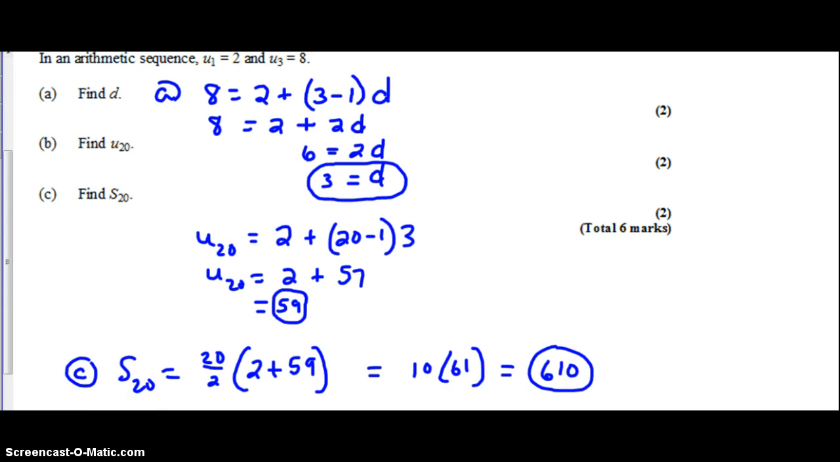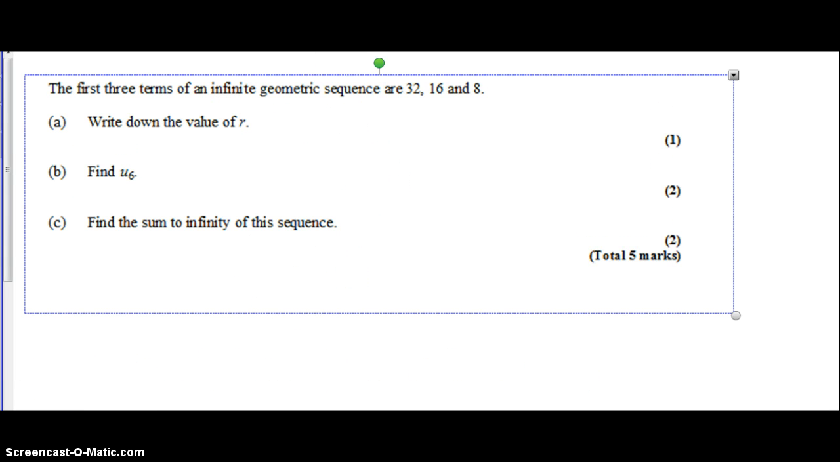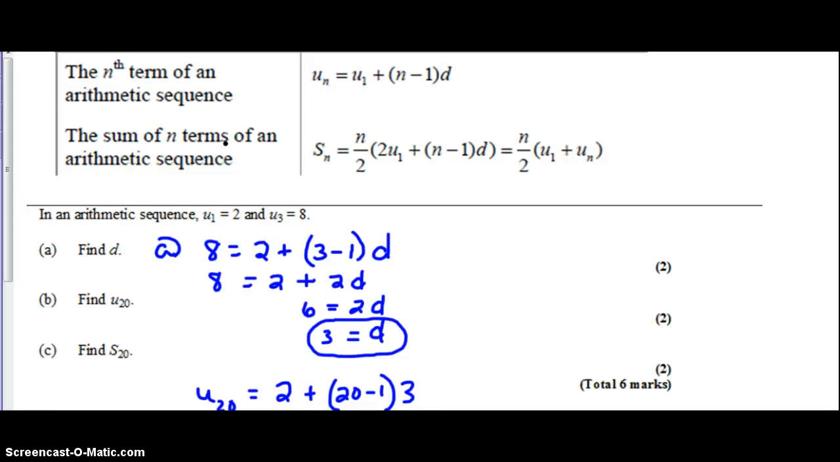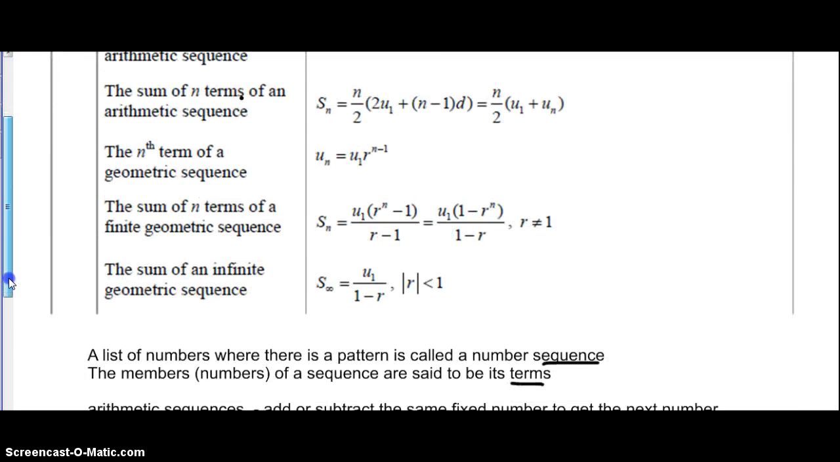Let's look at another problem. This one is asking us to find the first 3 terms of an infinite geometric sequence. Actually, they give us those terms: 32, 16, and 8. They want us to find the value of r. Then they want us to find the 6th term, and then the sum to infinity of the sequence. So let's look at our formulas again. Here we're going to be using our geometric sequence formulas and our infinite geometric sequence formulas.